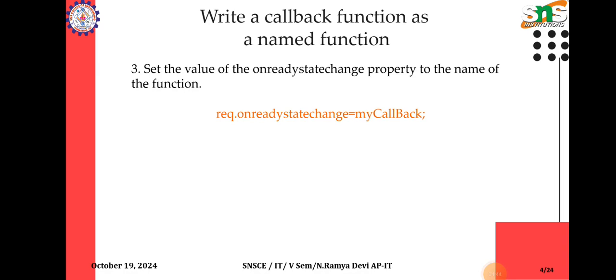So in summary, a callback function in AJAX also plays a crucial role in managing asynchronous operations. It allows developers to define specific actions to take upon receiving a response from the server, which ensures that applications remain responsive and user friendly.